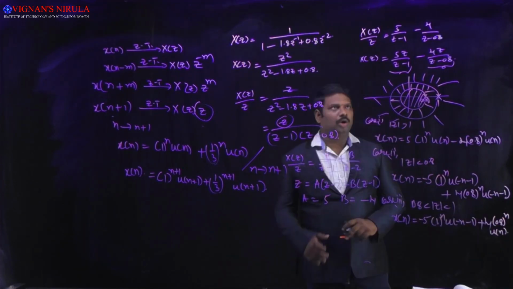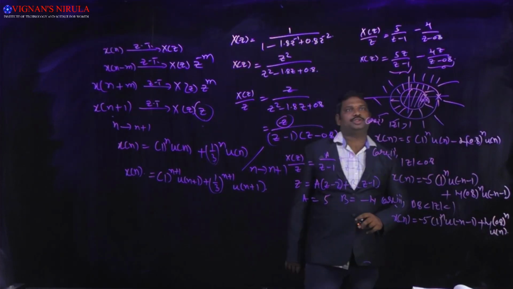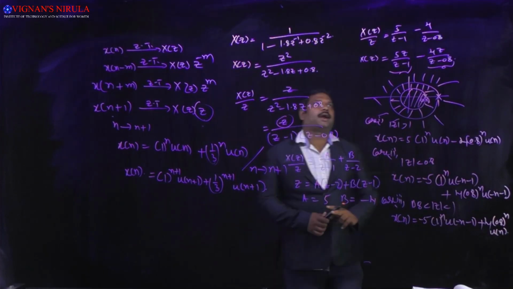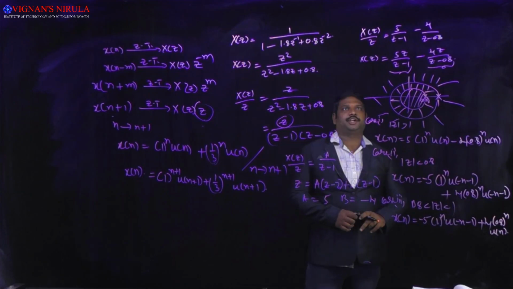These are the possible combinations of the ROCs. That's the way of calculating the inverse Z transform using the partial fractions method.